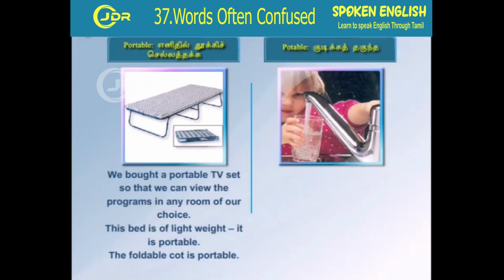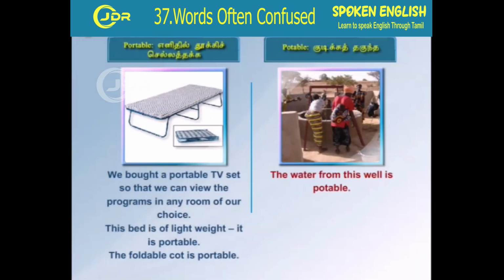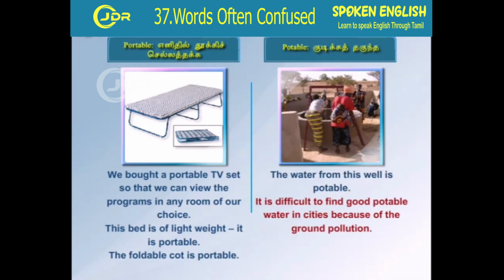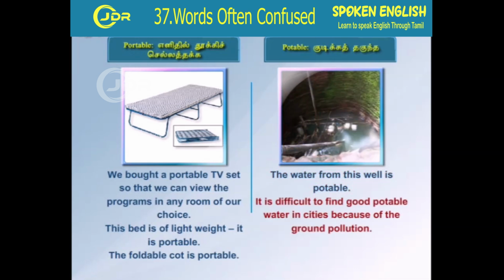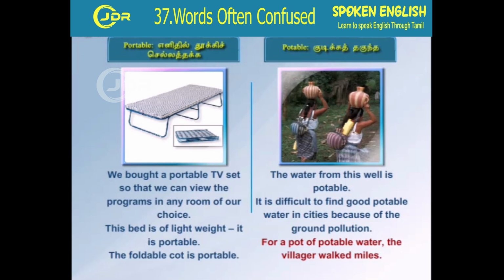Potable. The water from this well is potable. It is difficult to find good potable water in cities because of the ground pollution. For a pot of potable water, the villager walked miles.